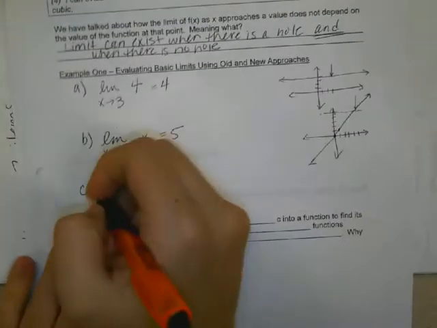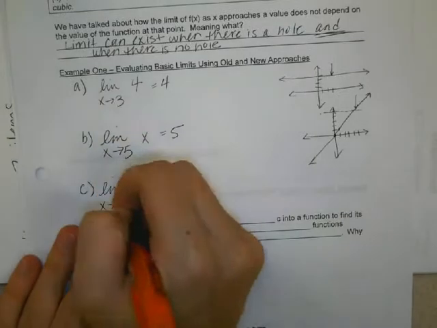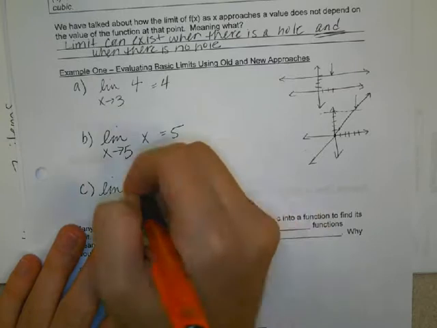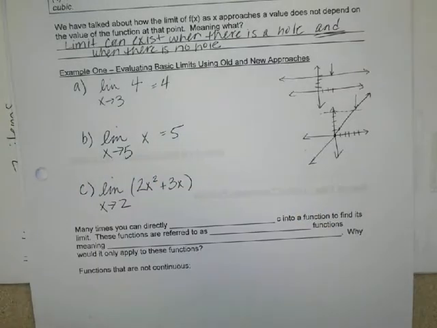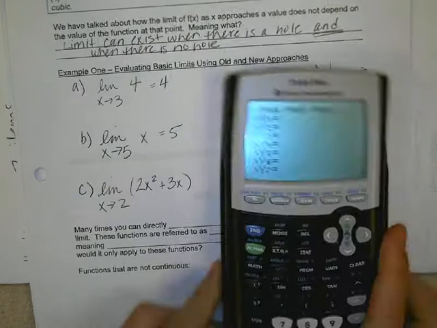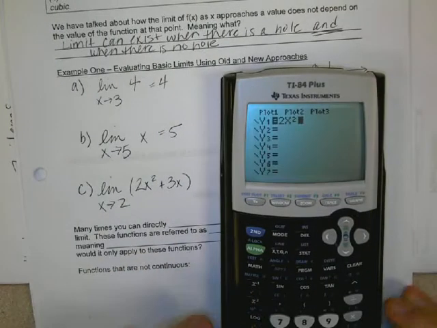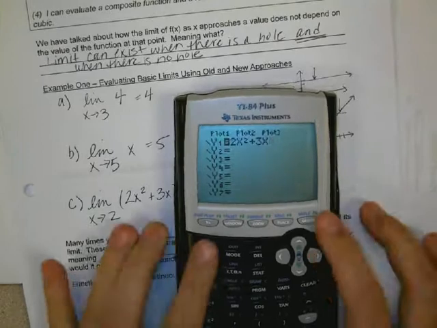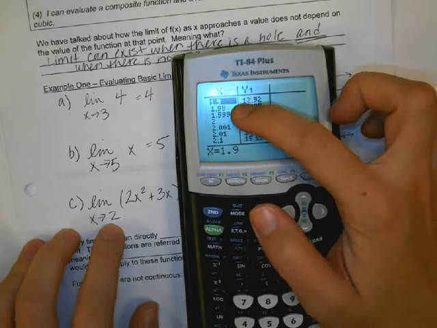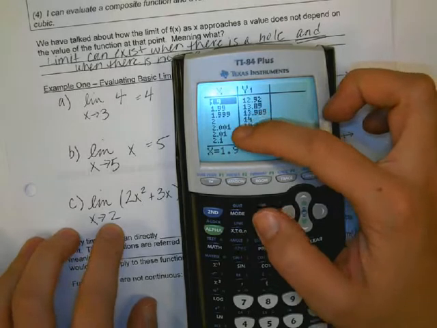Okay, so let's look at one more. The limit as x approaches 2 of this function, 2x squared plus 3x. Now I'm going to use my table as soon as I find my calculator. If we put in the function 2x squared plus 3x, and we look at my table, some values really close to 2 are 1.9, 1.99, 1.999, and then 2.001, 2.01, 2.1.